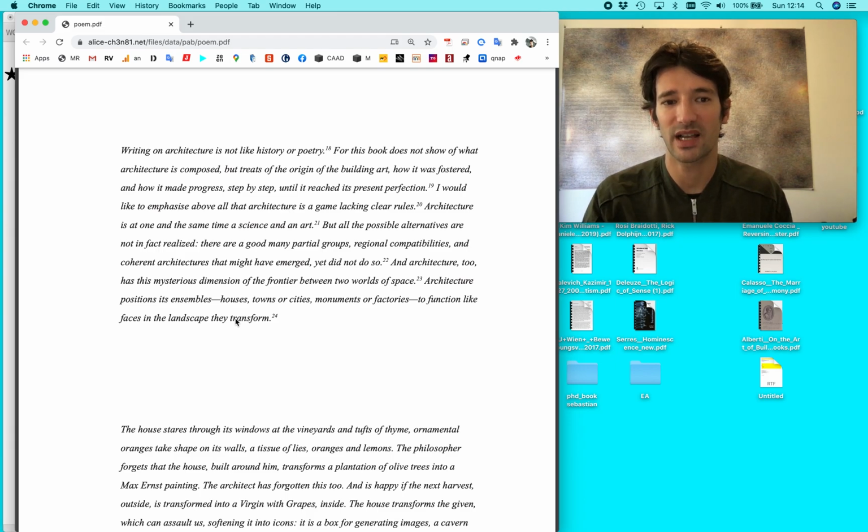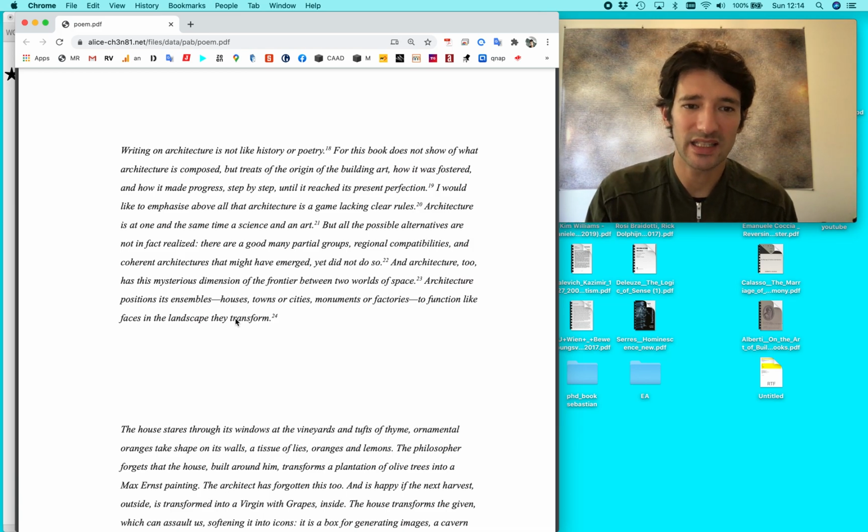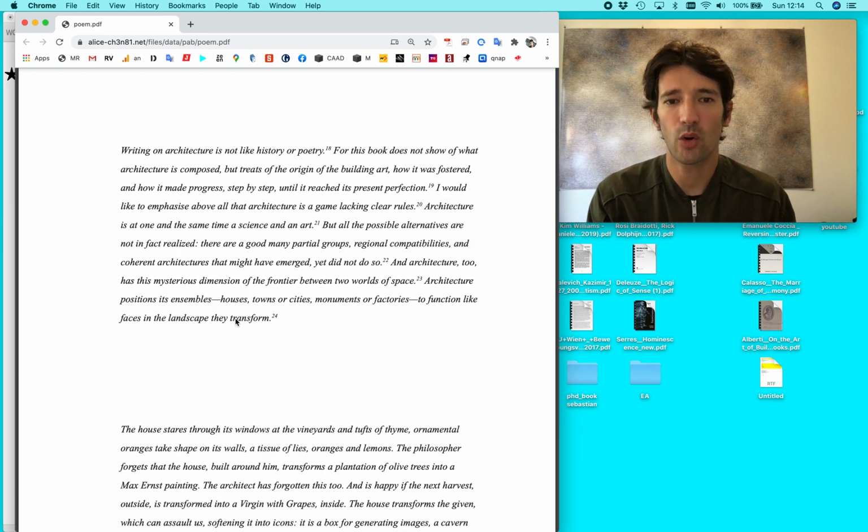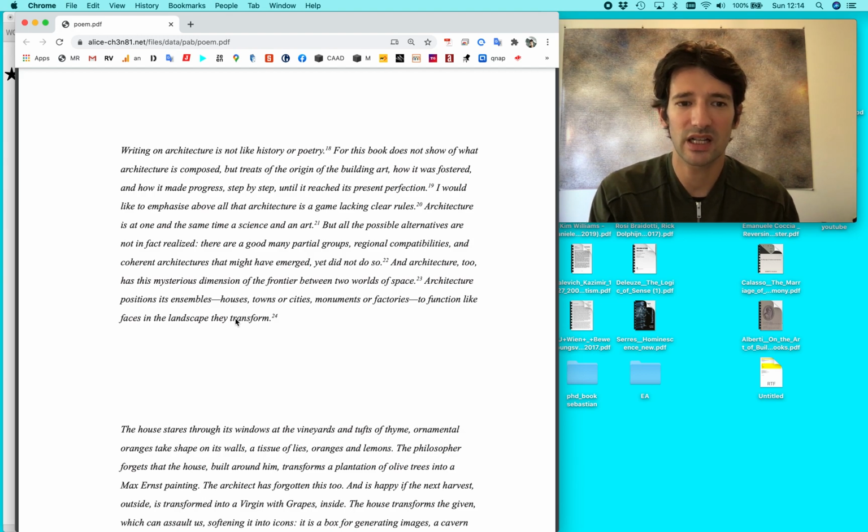I would like to emphasize above all that architecture is a game lacking clear rules. Architecture is at one and the same time science and art, but all the possible alternatives are not in fact realized. There are not good many partial groups, regional compatibilities and coherent architectures that might have emerged yet did not do so. And architecture too has this mysterious dimension of the frontier between two worlds of space.